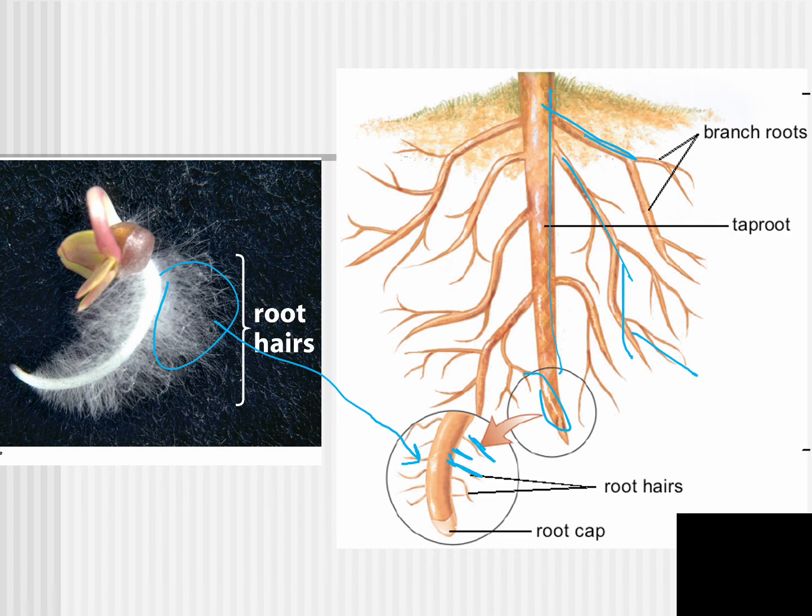The point of having branch after branch after branch, lots of branching throughout an organism, is to have a greater amount of surface area. This is really important because water is going to be absorbed here through the roots, and you want a great deal of surface area so that you can absorb lots and lots of water.